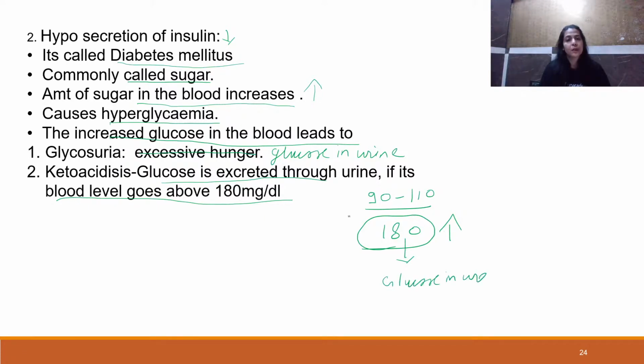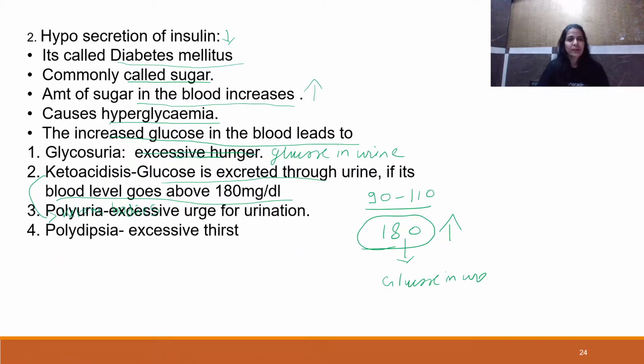You have glucose in urine. So glycosuria is glucose in urine, right? Ketoacidosis meaning ketone bodies. There will be ketone bodies in the urine. So the urine of such people will have that acetone smell. Weird to say, but it will have a sweet smell. All right. Okay, there will be polyuria.